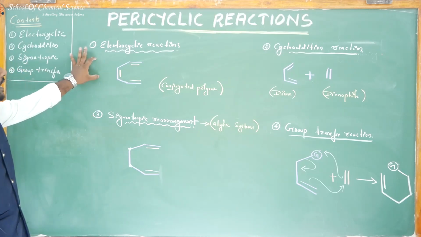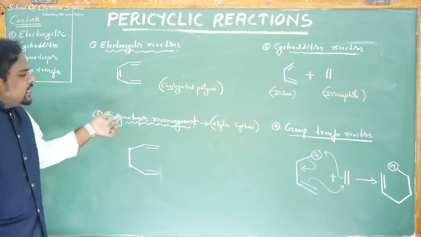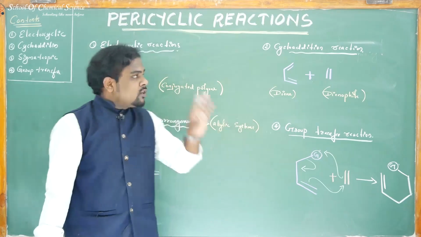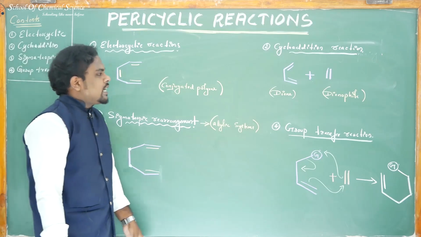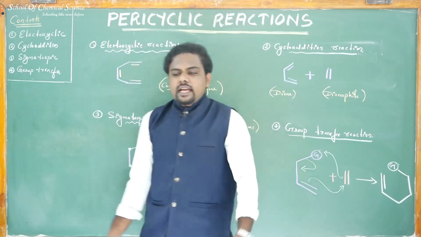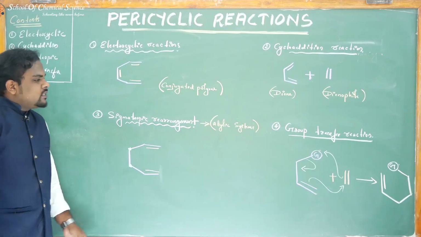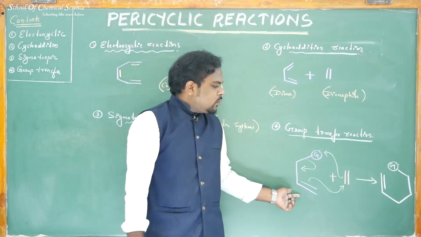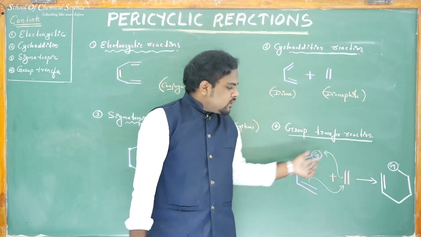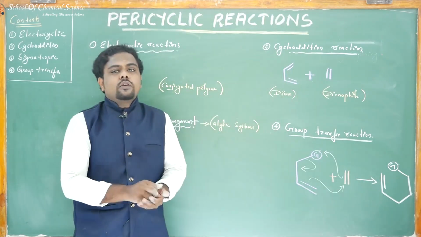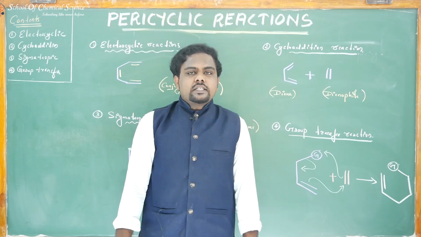So electrocyclic reactions, cycloaddition reaction, then sigmatropic rearrangement, and group transfer reaction. Electrocyclic reaction is shown by conjugated polyenes. In the cycloaddition reaction, whenever a diene and a dienophile react, they form a cyclic adduct. Sigmatropic rearrangement is shown by allylic systems, and in group transfer reactions a group is transferred from one part of the molecule to the other part of the molecule. So that is a basic introduction about pericyclic reaction.